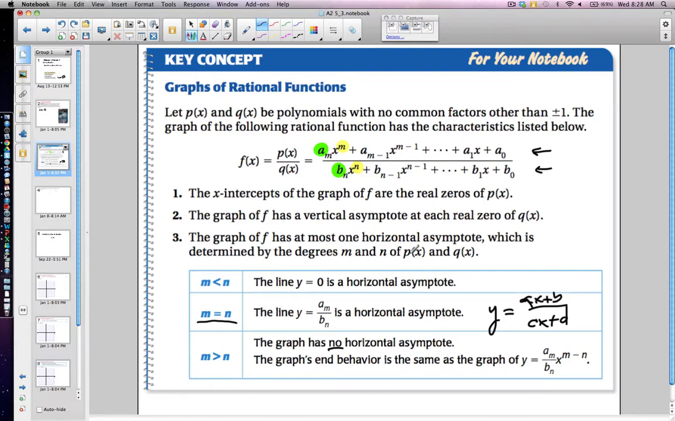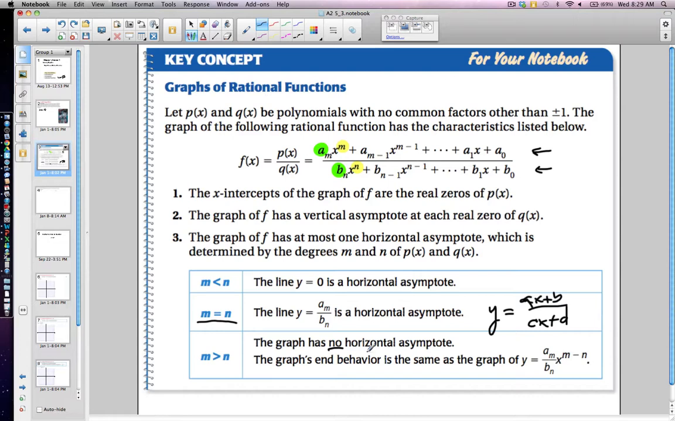It has at most one horizontal asymptote, and this is how I find them, which I talked about before, right? So if the degree in the numerator is less than the degree in the denominator, y is equal to 0 is the horizontal asymptote. If they're equal, y is equal to the leading coefficient in the numerator divided by the leading coefficient in the denominator. And if the degree in the numerator is greater than the degree in the denominator, there is no horizontal asymptote.